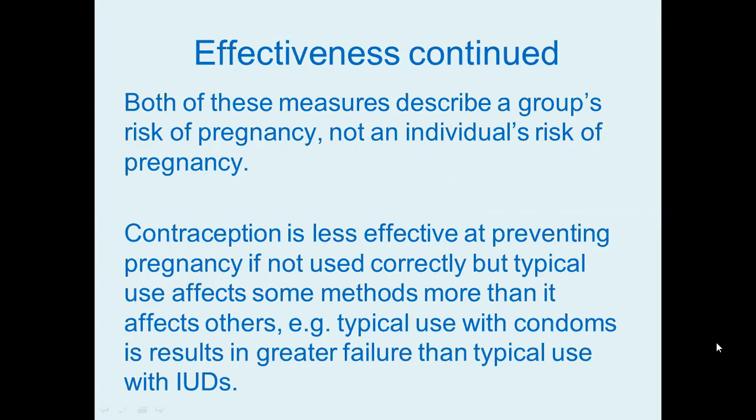Both typical use and perfect use describe a group's risk of pregnancy, not an individual's risk of pregnancy. It's per 100 women. Contraception is less effective at preventing pregnancy if not used correctly. But typical use affects some methods more than it affects others. For example, typical use with condoms results in greater failure than typical use with something called an IUD. But I'll discuss that as we go along.